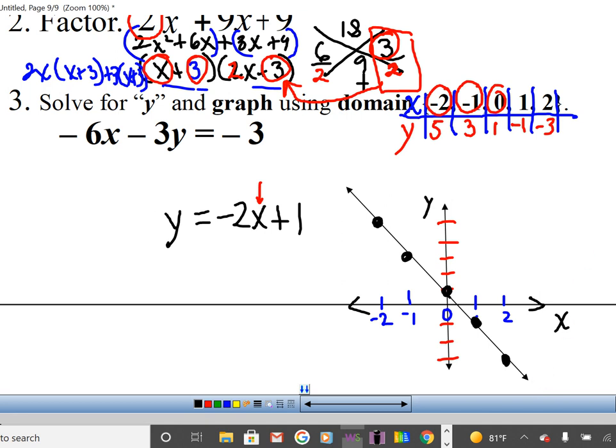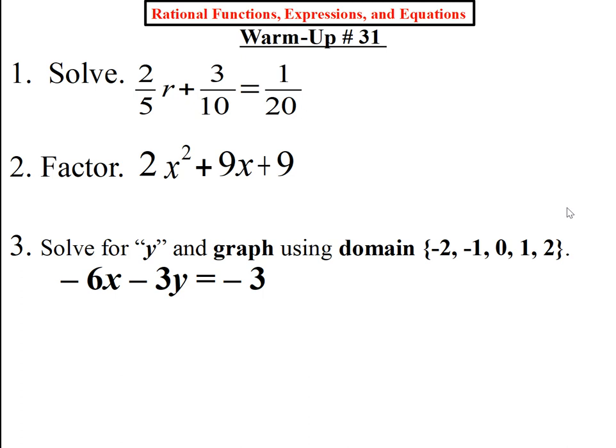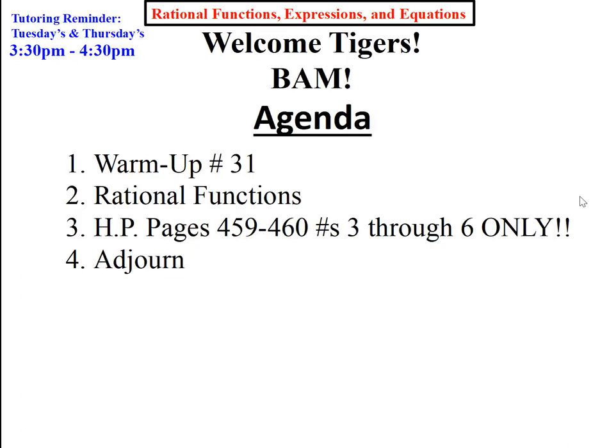Copy the agenda for today. And like I said, today's going to be a fun session. Let's go. Warm-up number 31, rational functions. We're moving on. And tonight's homework was pages 459, 460, numbers 3 through 6. So how many problems do you have today?